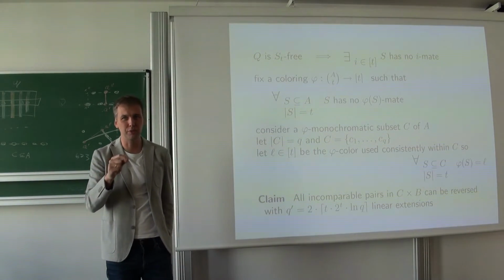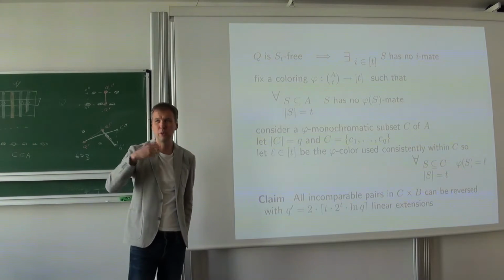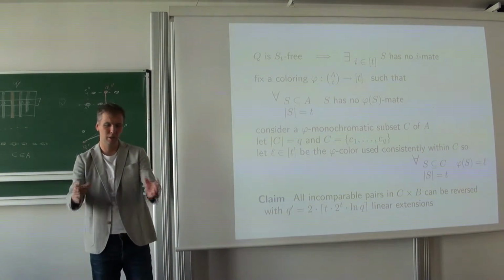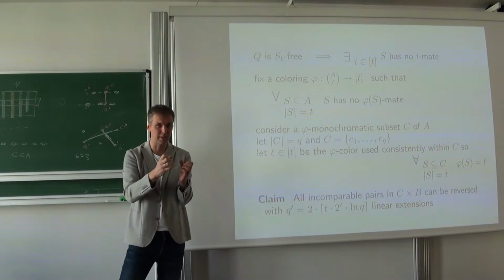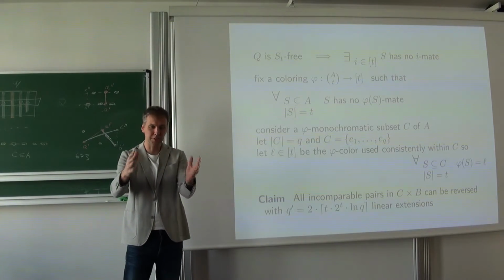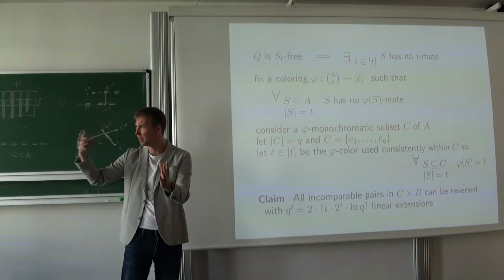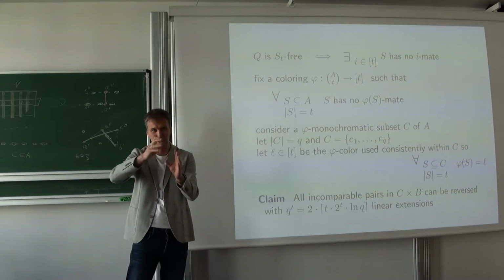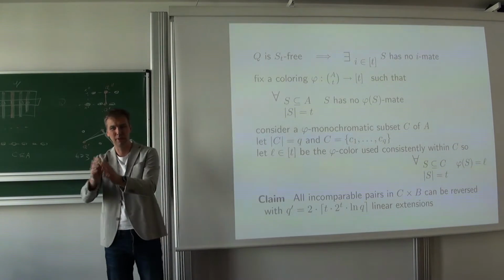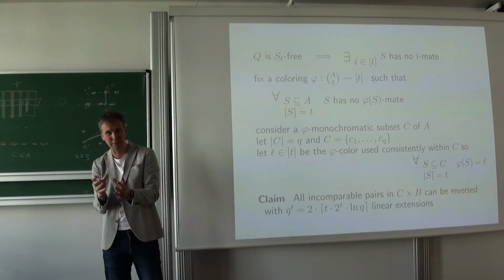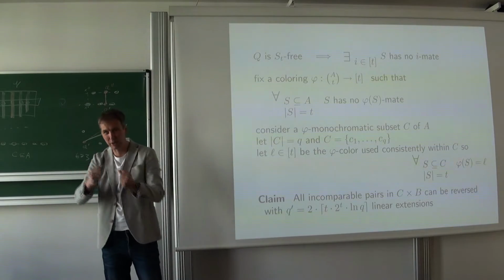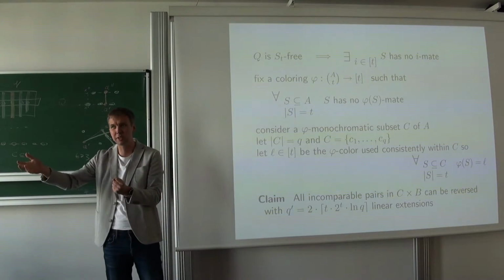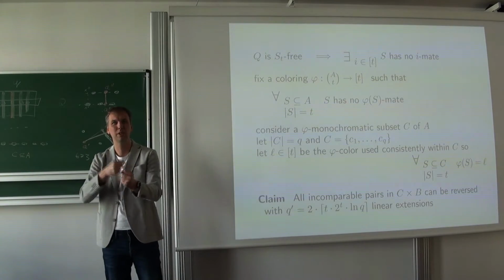This is a good trade-off. So if we are able to repeat it, we have a coloring. We take a monochromatic subset of size q. We use logarithmic in q number of linear extensions, flip them, reverse them all, and forget about them. Consider another monochromatic subset. Take out another q elements, say. Again, logarithmic in q linear extensions. This is quite good.